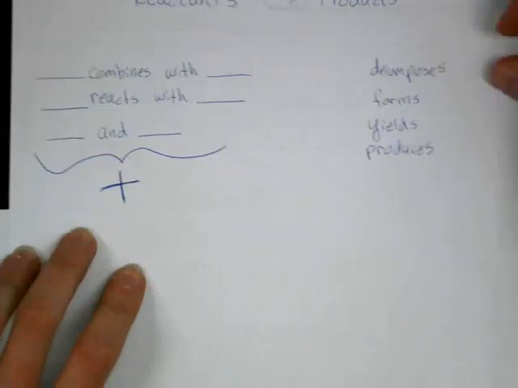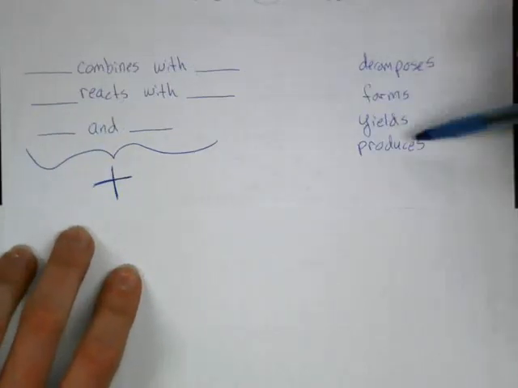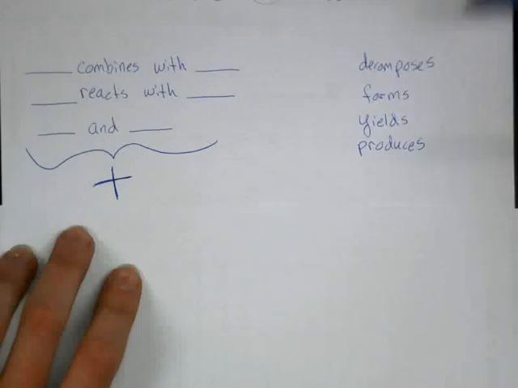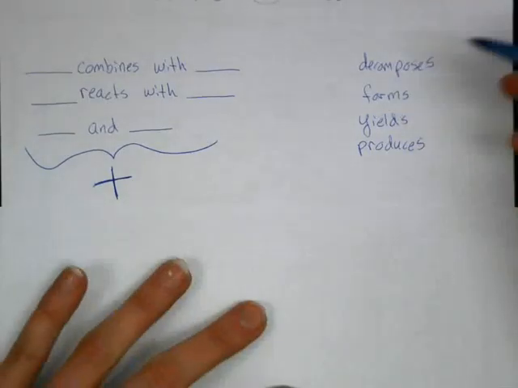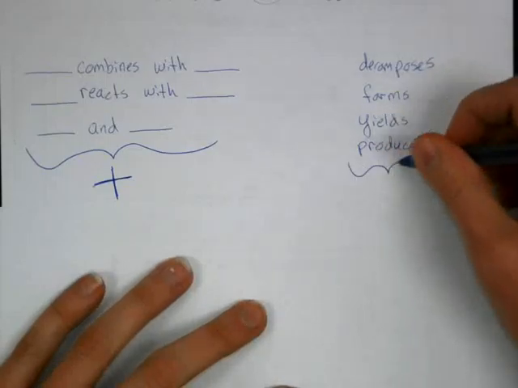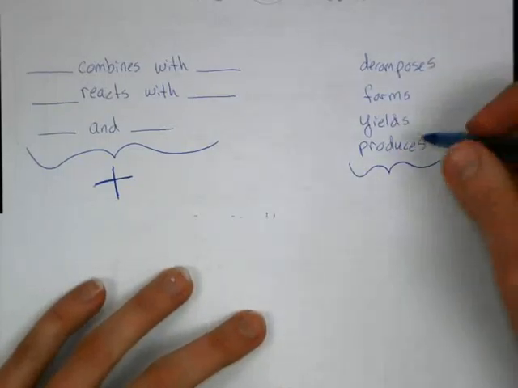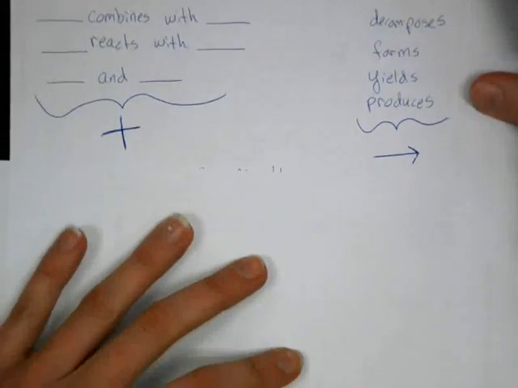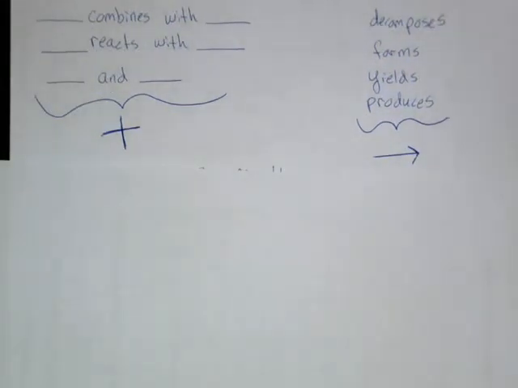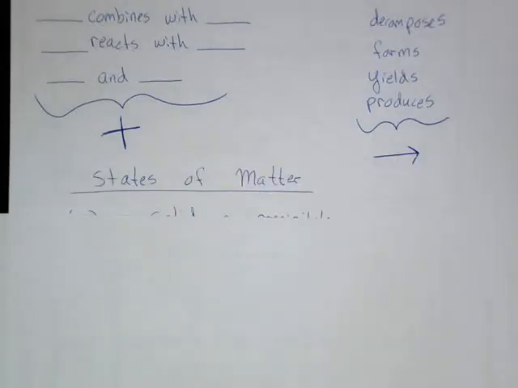reactants together. If you see something like decomposes, forms, yields, produces, there are several out there, but these are the ones you see most often. If you see anything like that in the sentence, that means we're going to draw our arrow. And we're going to have to figure out what's happening in the equation to write our chemical equation.